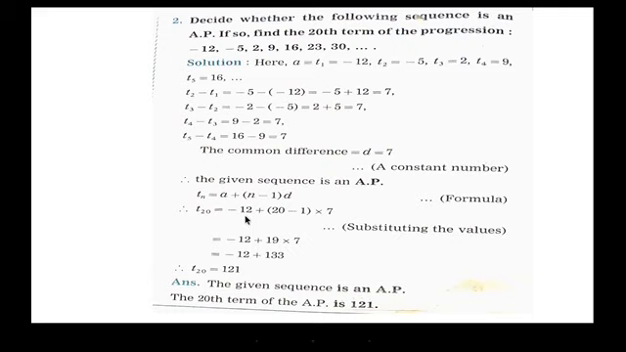T20 is equal to minus 12 plus 20 minus 1 into 7. That is equal to minus 12 plus 19 into 7. Here we use BODMAS to calculate. So minus 12 plus 19 sevens are 133. That is equal to minus 12 plus 133, that is 121. So T20 is 121. So the given sequence is an AP and the 20th term of the AP is 121.